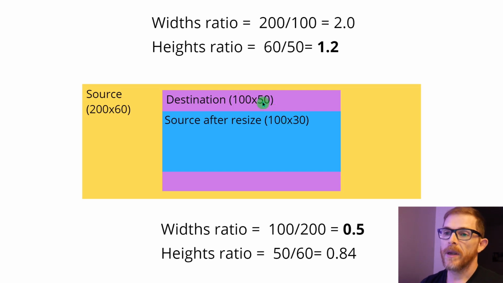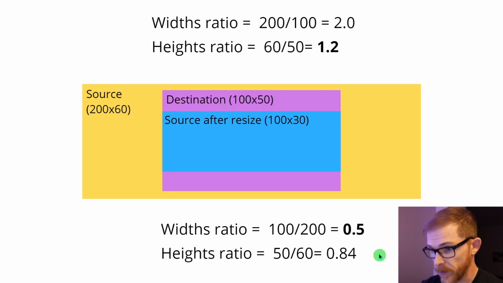Here's what I'm doing right now. I'm computing the width ratio this way: source over destination. So 200 over 100 is 2.0. And height ratio, 60 here over 50 here is 1.2. I'm taking the minimum and I'm applying this minimum. So the ratio is 1.2. But if I multiply the source rectangle by 1.2, it will give me a bigger rectangle, so it will never fit into the destination rectangle.